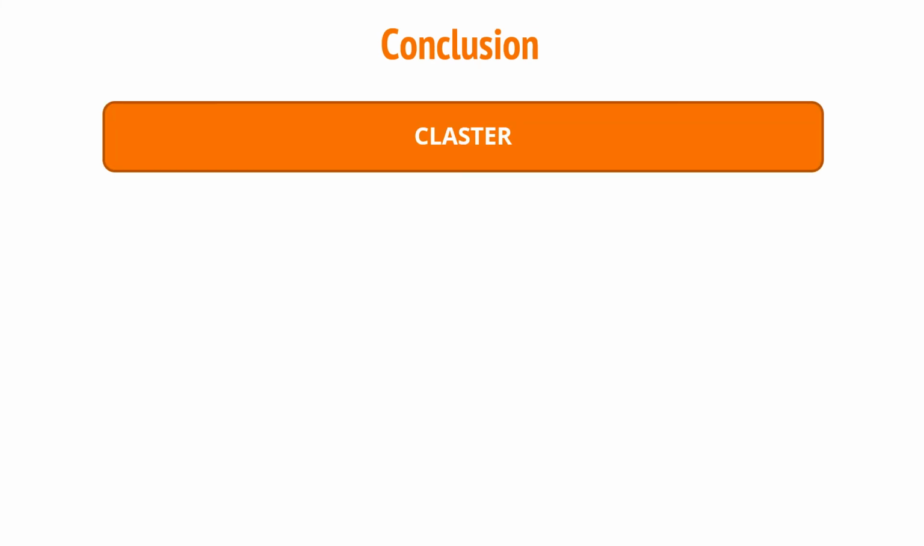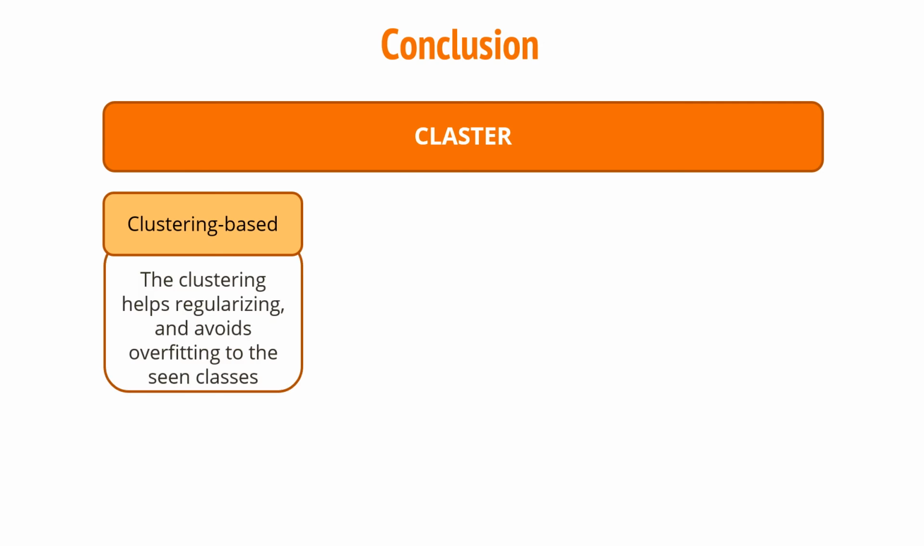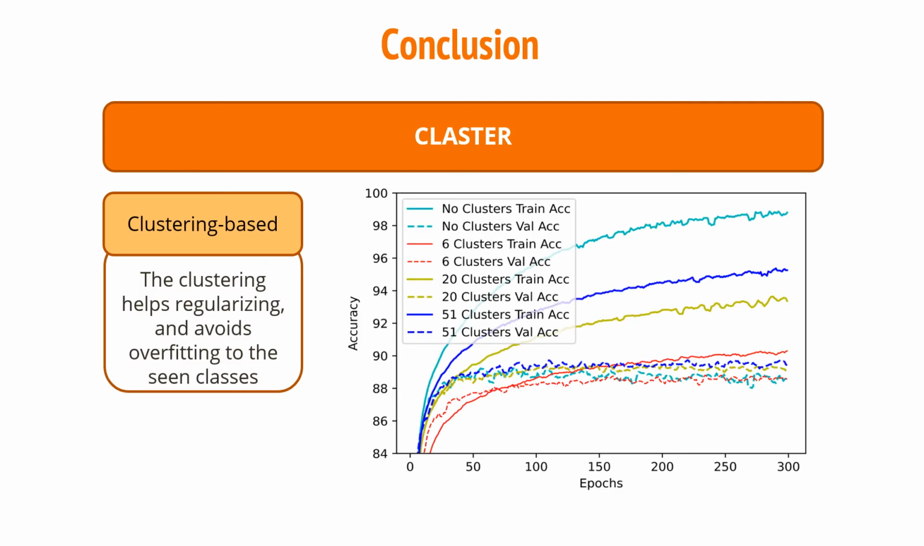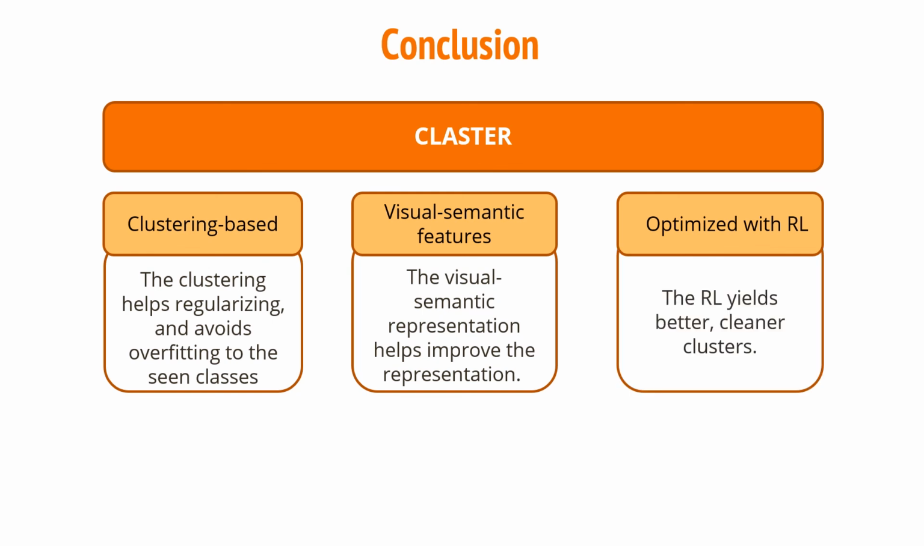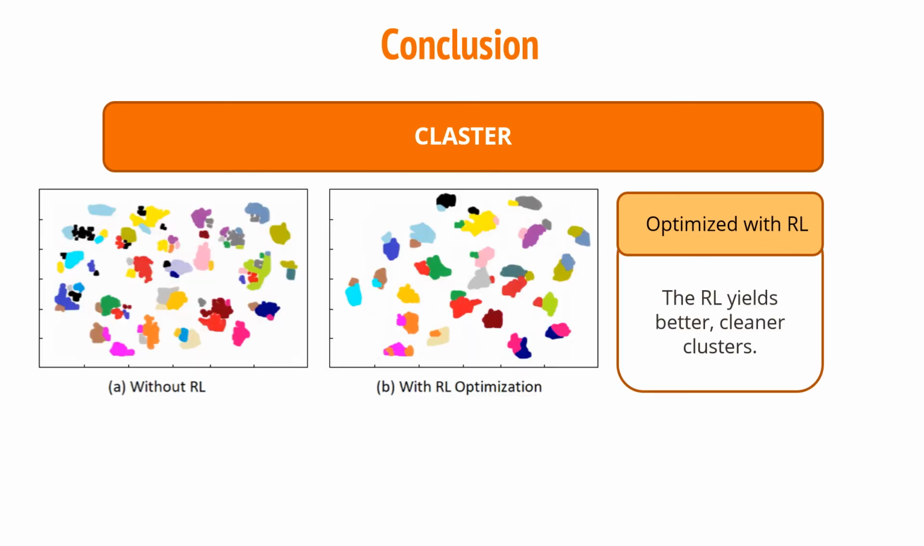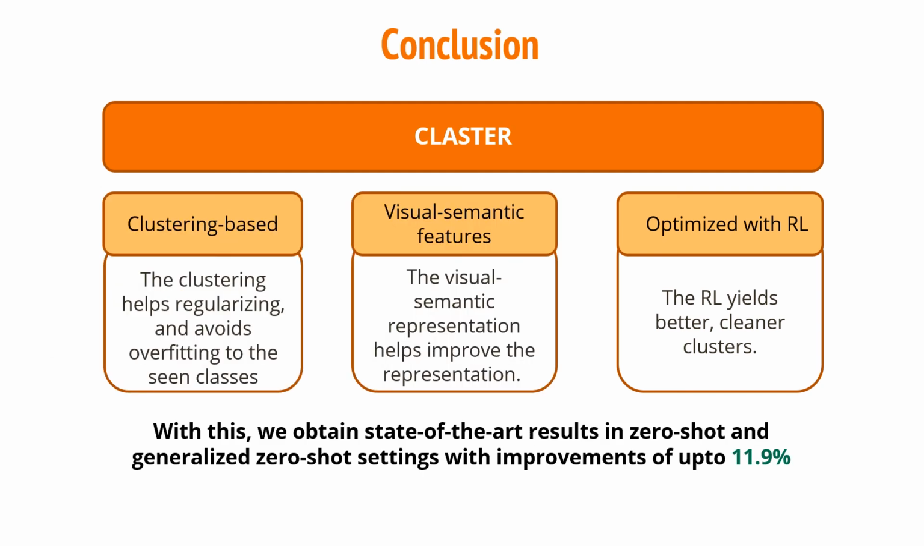In conclusion, we propose a novel representation called CLASTER for zero-shot action recognition. This is based on three main ideas. We use clustering and centroids of clusters to aid the representation. The clustering helps regularizing and avoids overfitting to the seen classes. Next, we use a joint visual semantic representation that helps improve the overall representation. Finally, the clusters are optimized using reinforcement learning, and the reinforcement learning yields better, cleaner clusters. The overall cluster representation helps us obtain state-of-the-art in zero-shot learning and generalized zero-shot learning for action recognition.